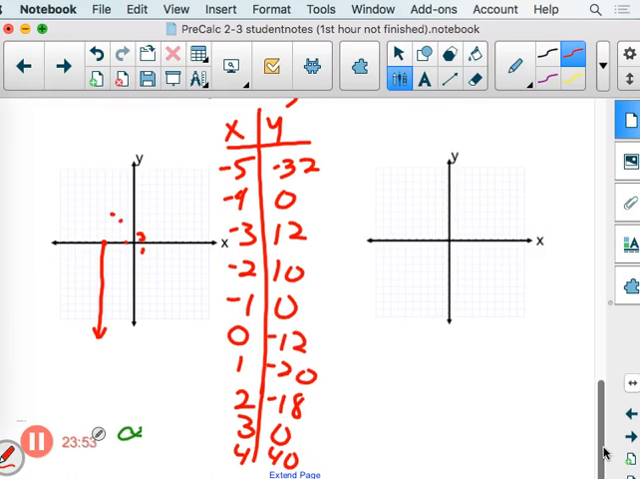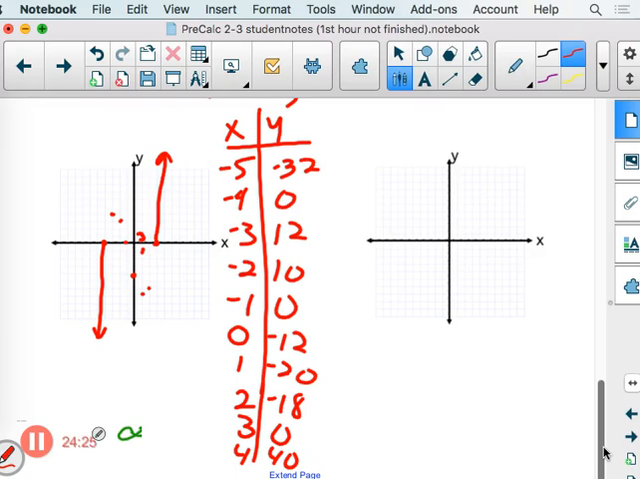Negative 1, 0. 0, negative 12. 3, 6, 9, 12. 1, negative 20, so there was 12, 15, 18, more. 2, negative 18. 3, 6, 9, 12, 15, 18. 3, 0. And then 440, so almost straight up from there.